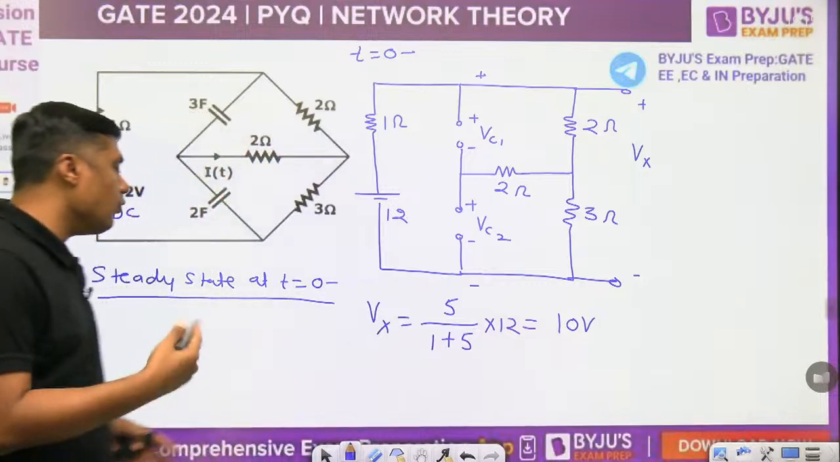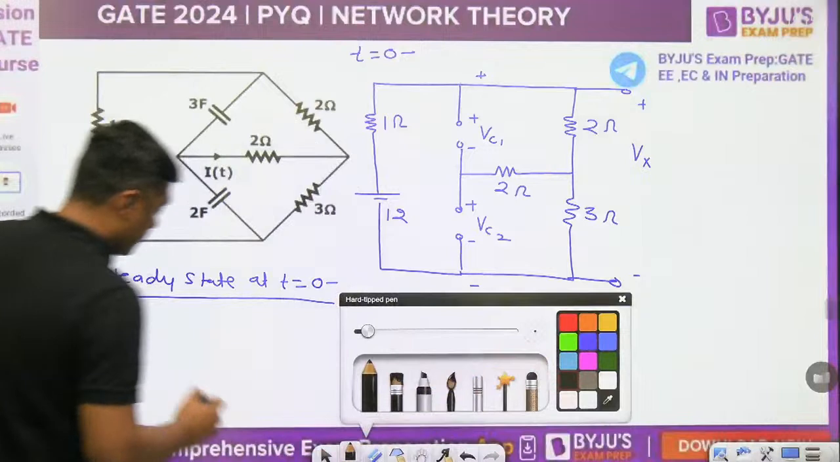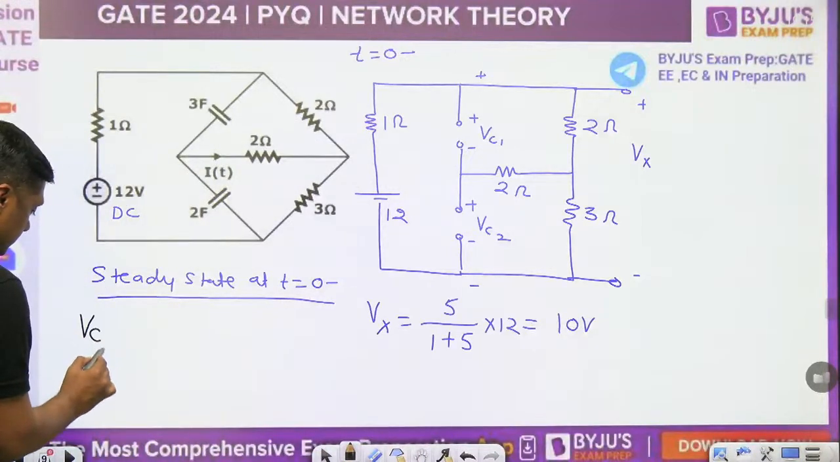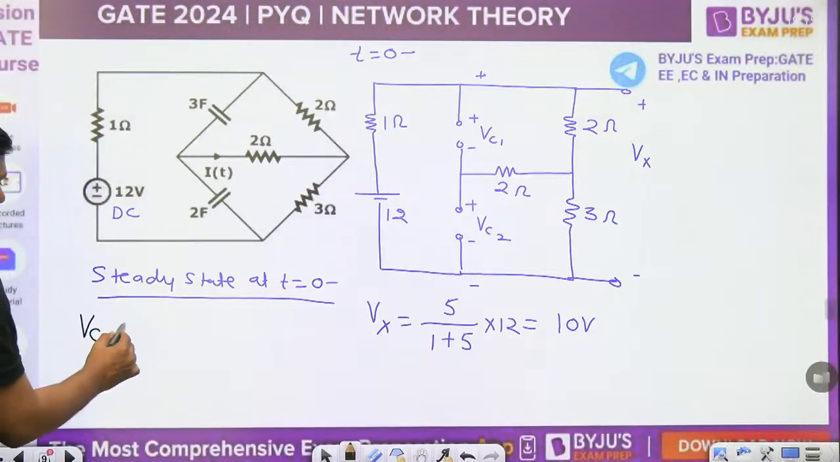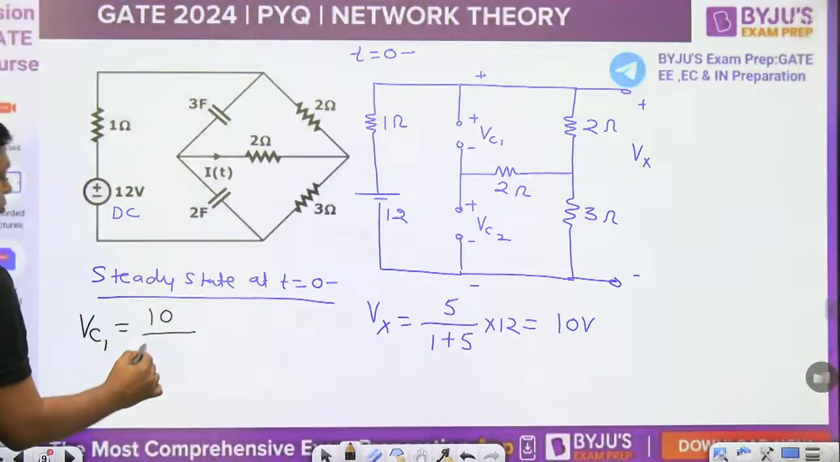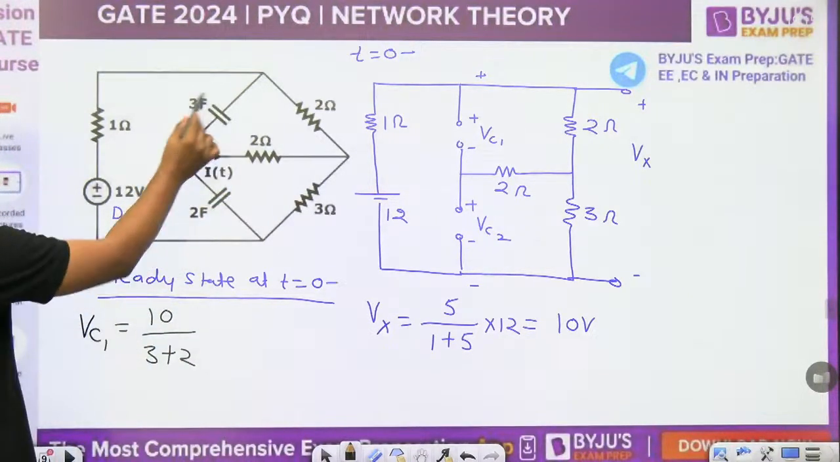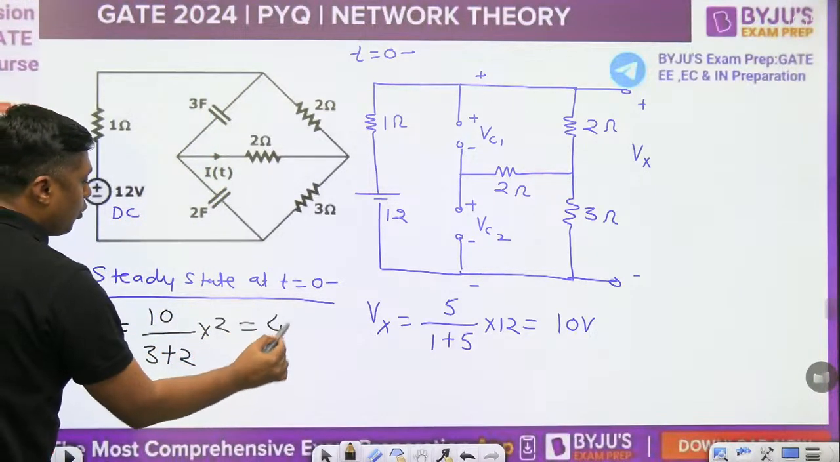So you can apply the voltage division rule. According to the voltage division rule, VC1 is inversely proportional to the value of the capacitance. So what is the VC1? 10 volt divided by C1 plus C2, 3 plus 2. If you want to find the voltage across this, it should be multiplied with the 2. Then that is the 4 volt.